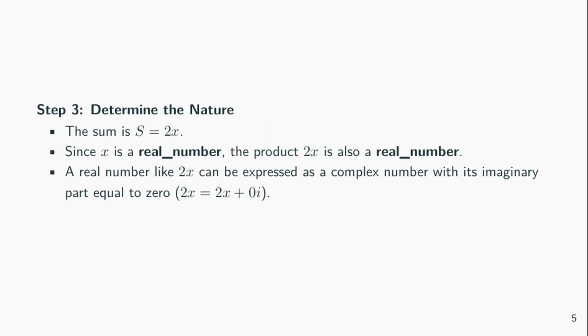Step 3 is determining the nature of this sum. Our sum is s equals 2x. Since we defined x as a real number back in step 1, the product 2x is also a real number. A real number like 2x can actually be expressed as a complex number where the imaginary part is 0. We can write it as 2x equals 2x plus 0i.